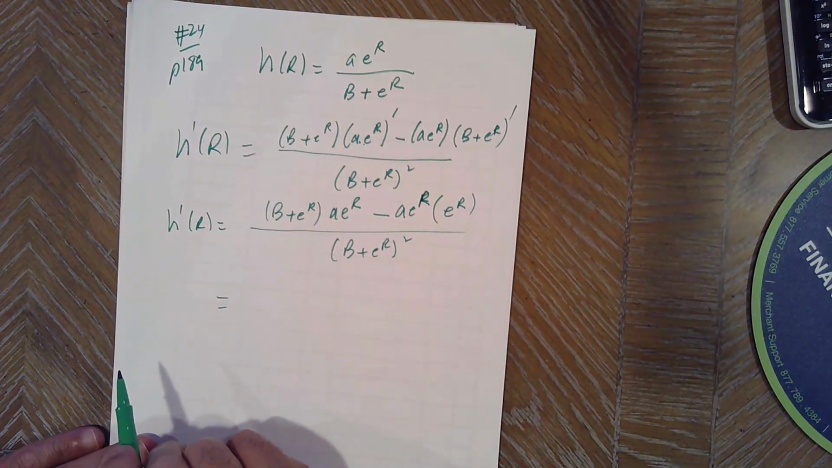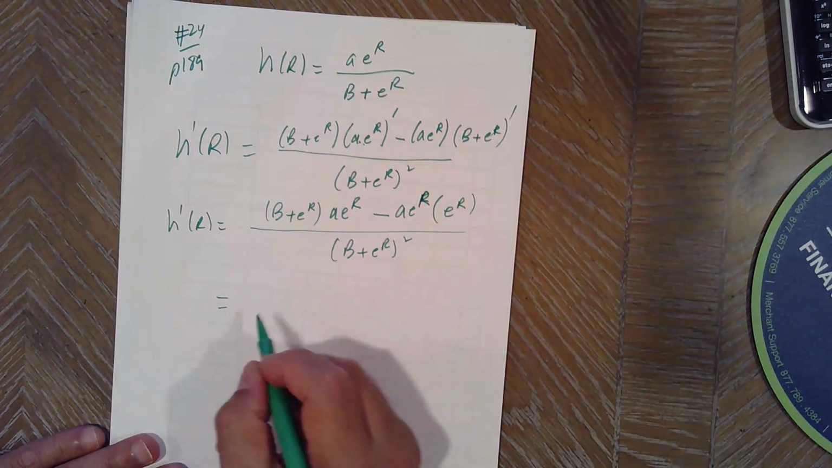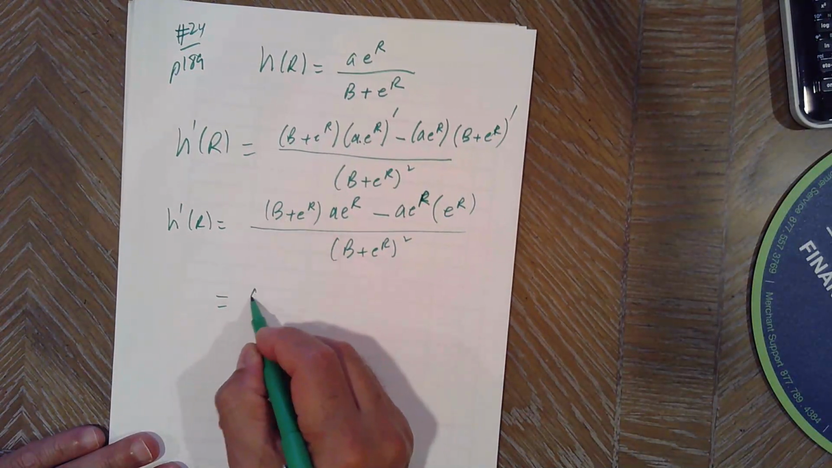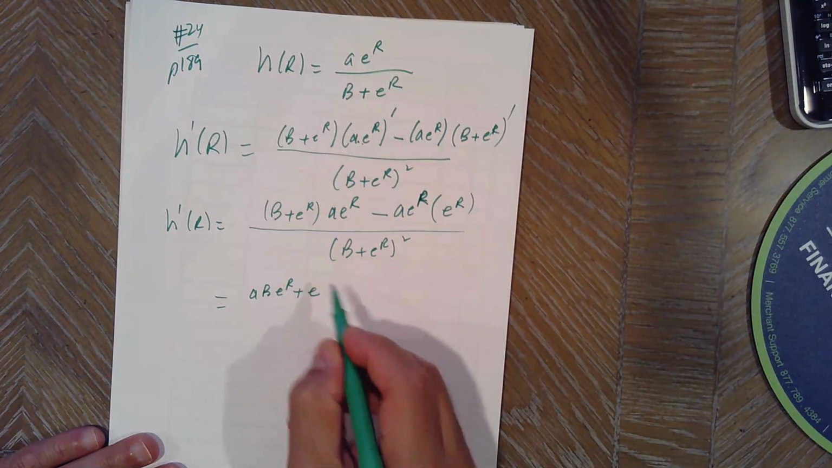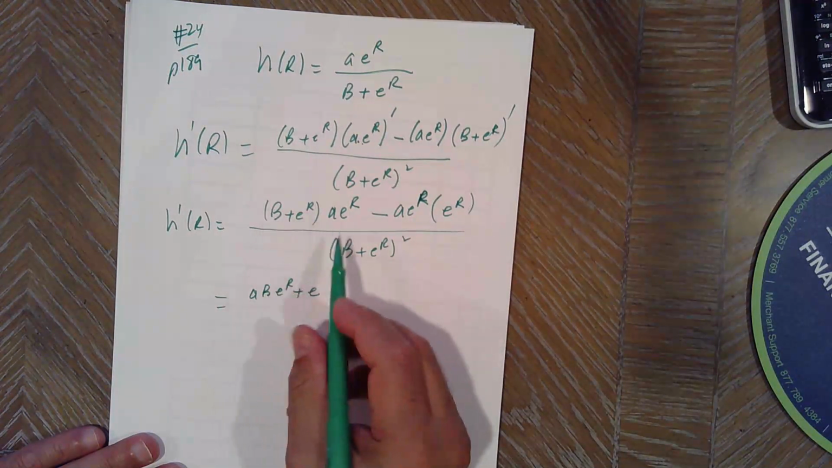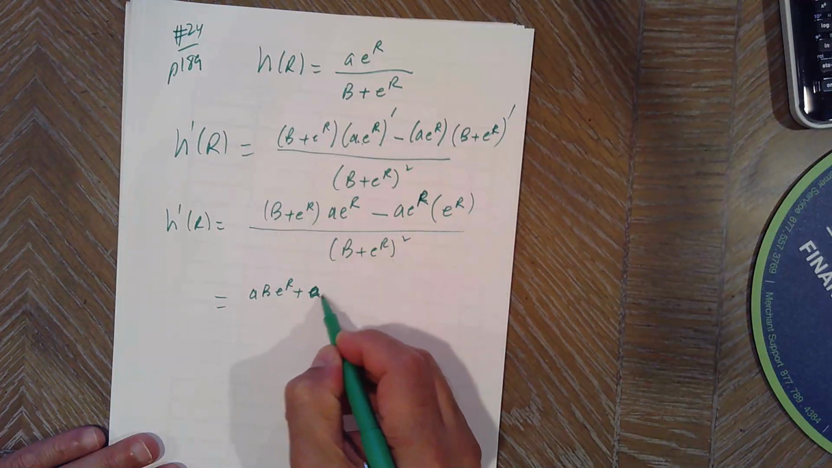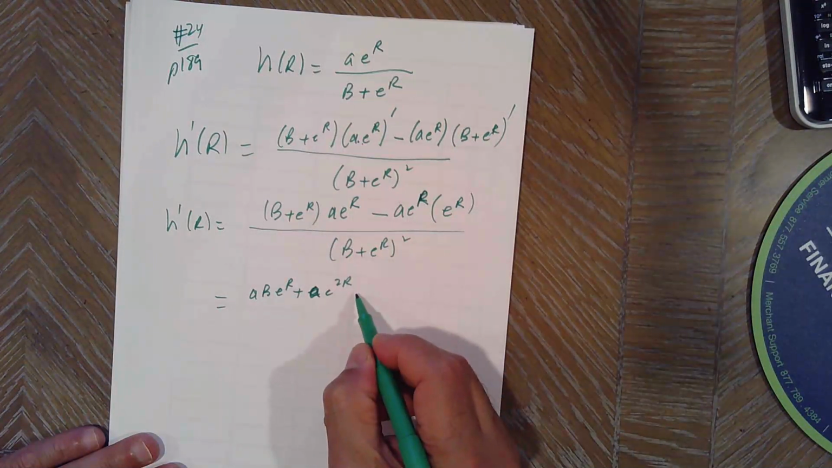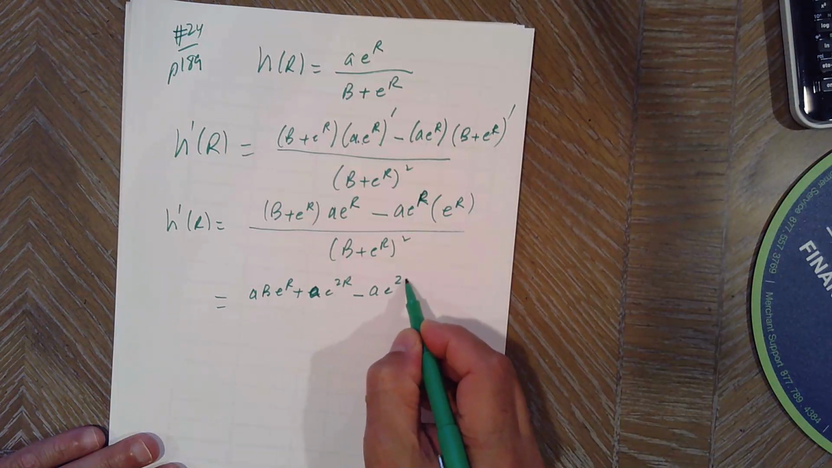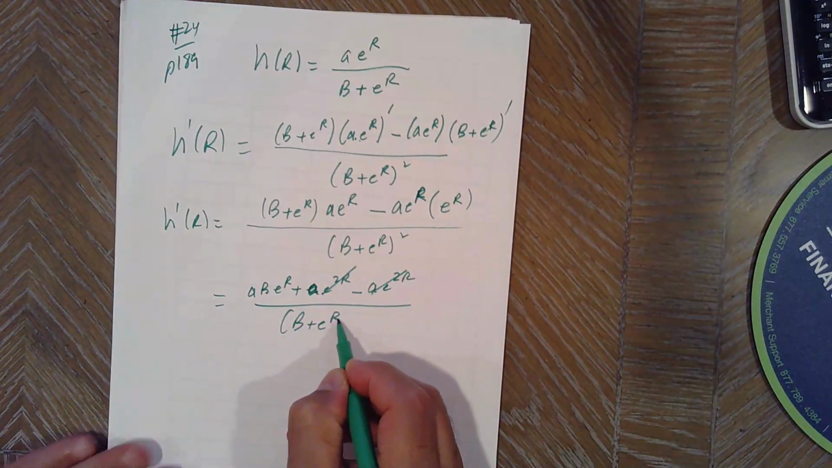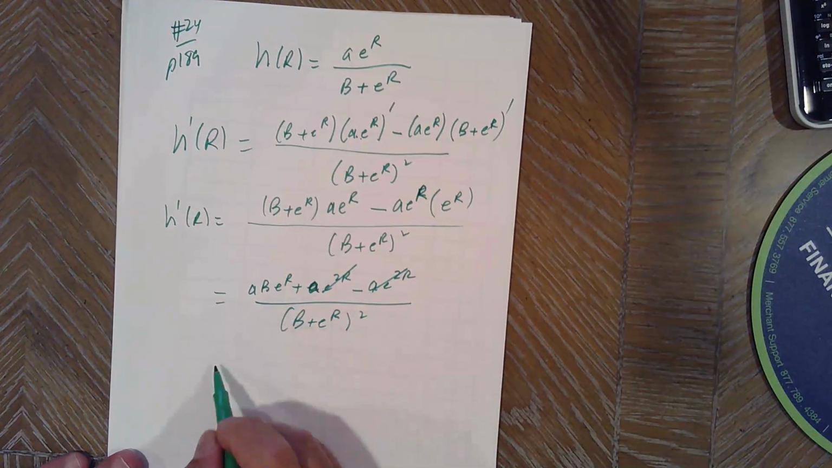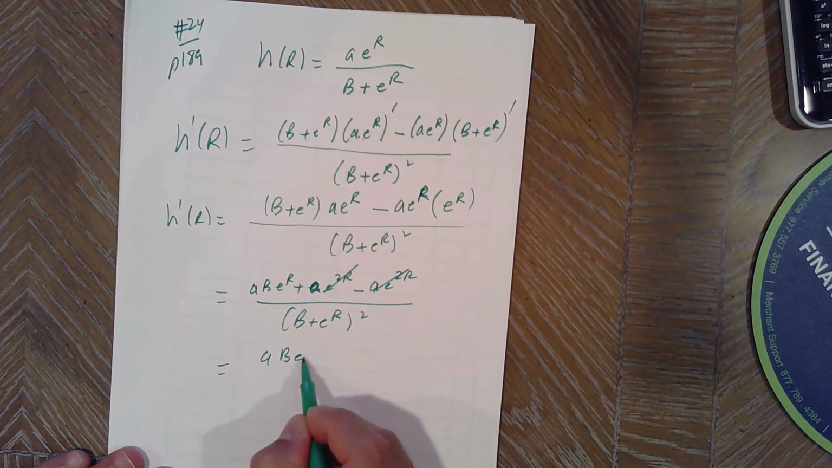So if we tweak it a little bit, you will get a b e to the r plus a e to the 2r minus a e to the 2r over b plus e to the r squared. That would be my final answer.